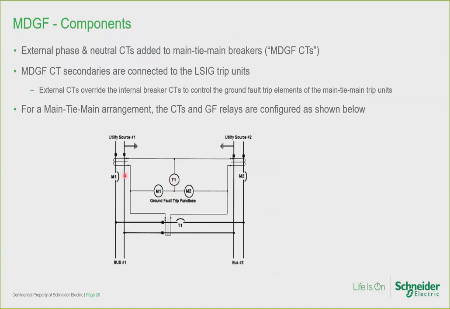The external CTs and ground fault relays are configured as shown for a main-tie-main application. Notice that the CTs are connected in delta. See? Delta configuration between the 3 sets of CTs. And the ground fault relays are connected in Y inside the delta.